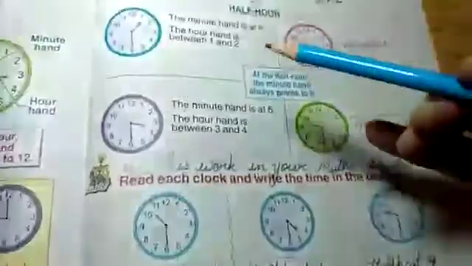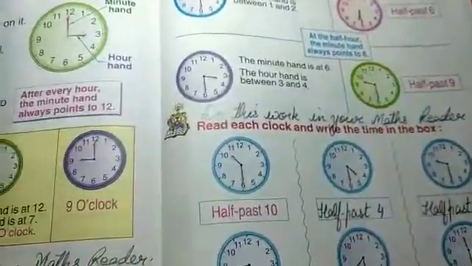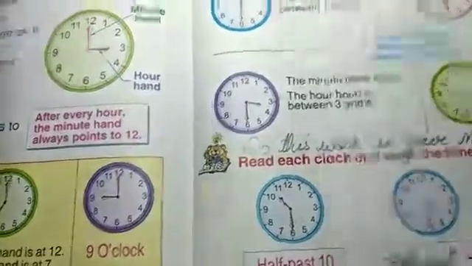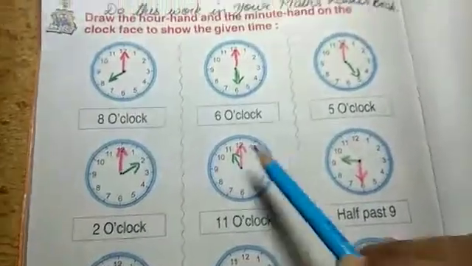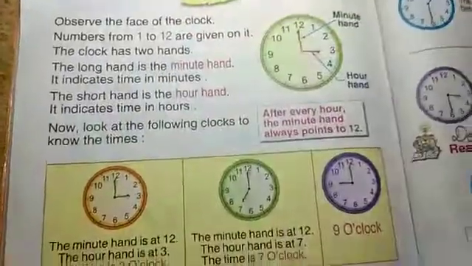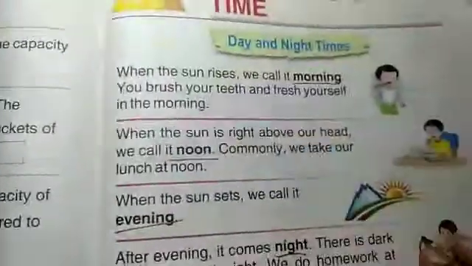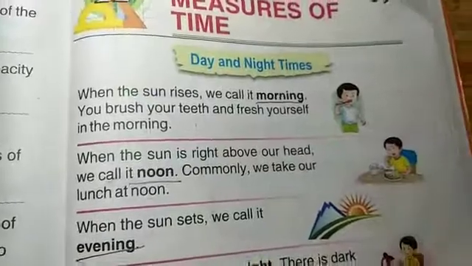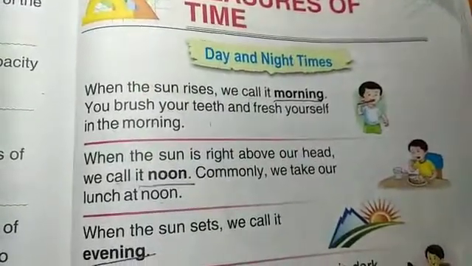Okay children, you have to do this work very neatly in your reader book. Okay, we'll continue tomorrow and we will do the work given on page number 140. Till then you just continue doing this chapter and learn how to see the time on the clock. Okay children, take care children and study well.